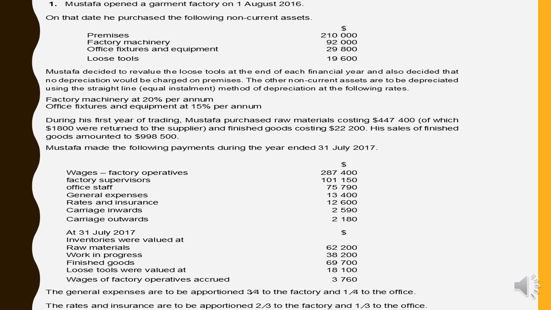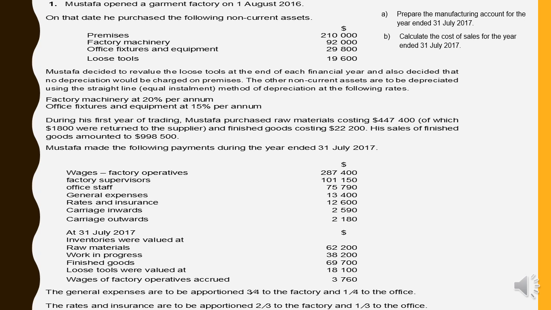On that date, he purchased the following non-current assets. He got premises, factory machinery, office fixtures, loose tools. Then they give you some additional information. Then what does the question ask me to do? The question asks me to prepare the manufacturing account. B, the question asks me to calculate cost of sales. They didn't ask you to do the income statement. They just asked you to calculate the cost of sales. Okay, we'll do it.